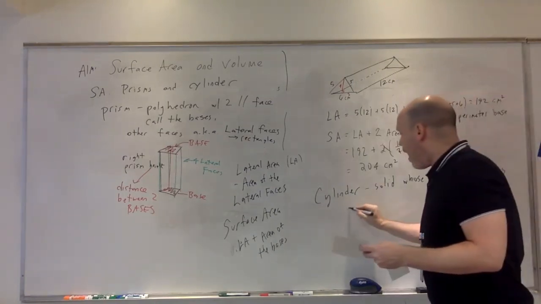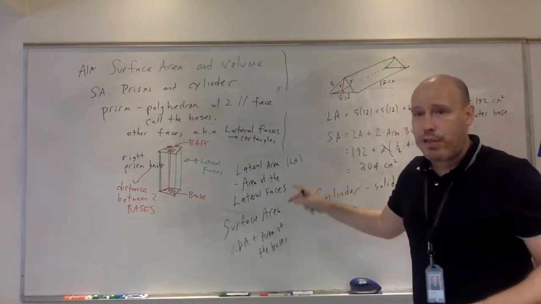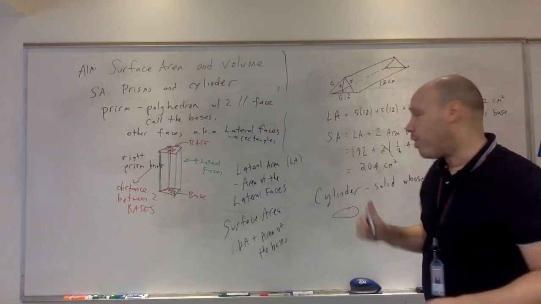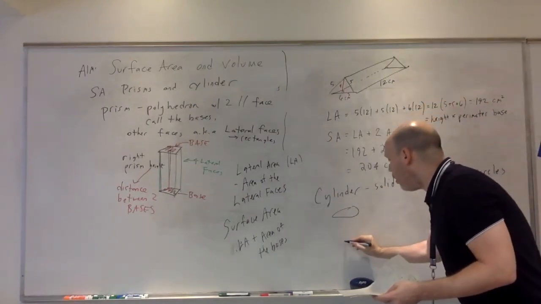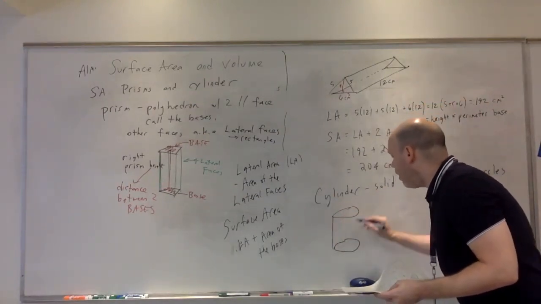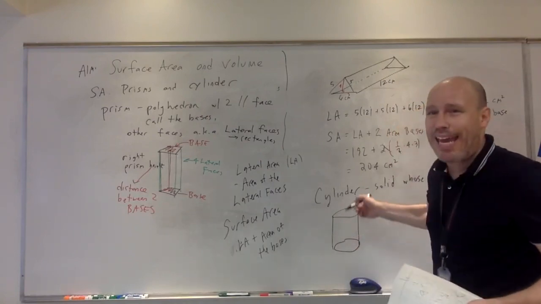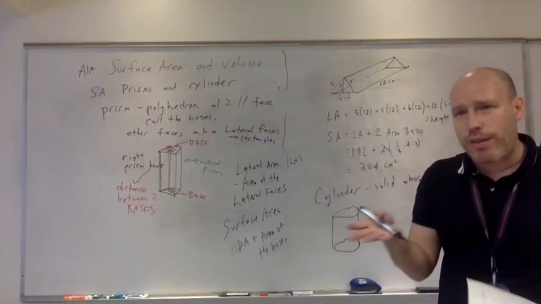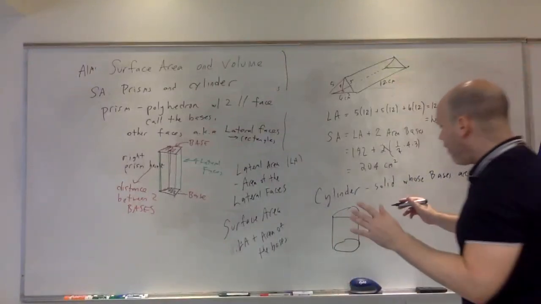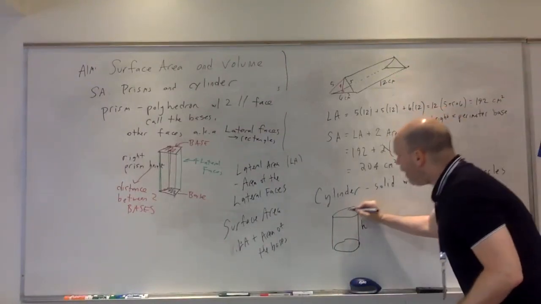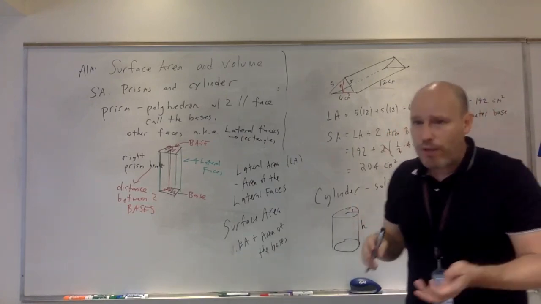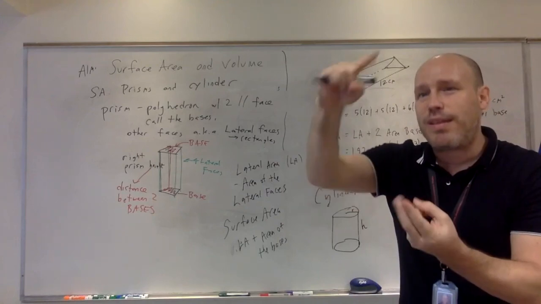So once again, we're not doing the obliques. We're only doing right solids. The bases are right on top of each other, so we have a circle and a circle. The way I describe it is like pancakes on top of each other. So we have 2 dimensions. There are 2 important things about a cylinder: we have to know the height, and we need to know the radius. Because if we know the radius, we can find the circumference and the area.